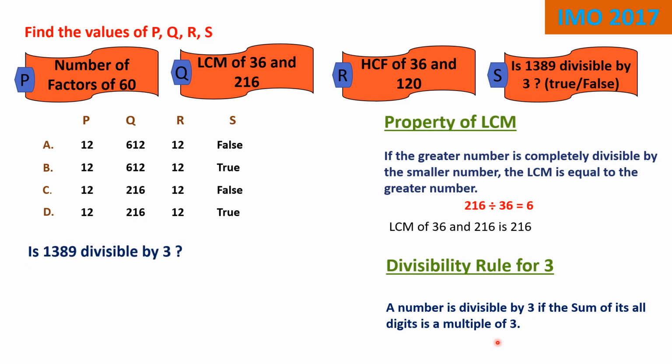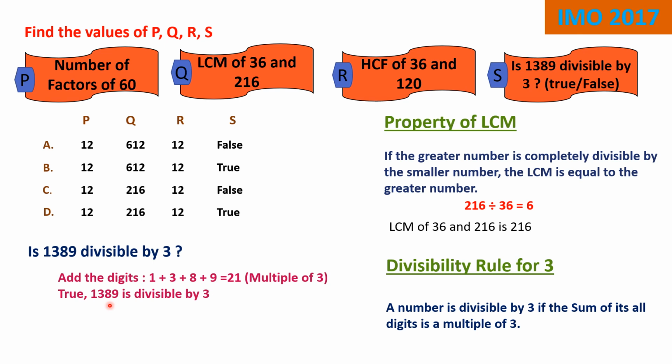Is 1389 divisible by 3? Add the digits. 1 plus 3 plus 8 plus 9, that is 21. 21 is a multiple of 3. So 1389 is divisible by 3. So the correct option will be D, because here the option for S is true.